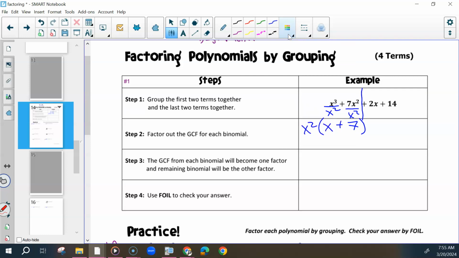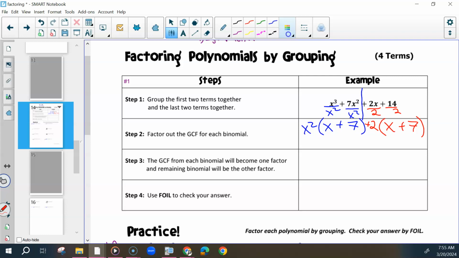2. Whatever this sign is, you're going to bring that down. So you're dividing by a positive 2. What would be left? X plus 7. What do you notice about this so far? They both have the same thing inside. That's what you want. If that is not the case, something you did is wrong.